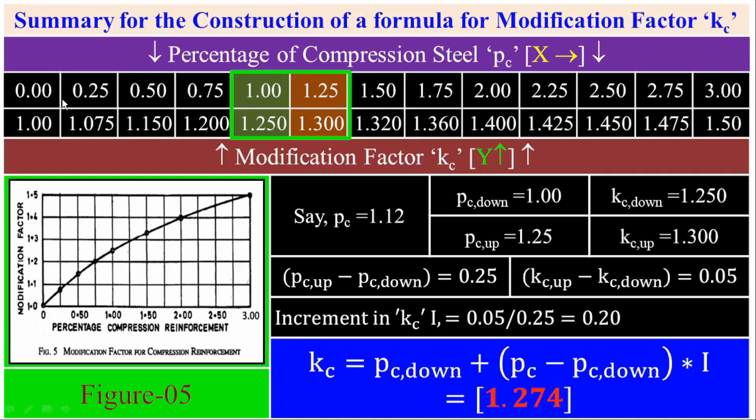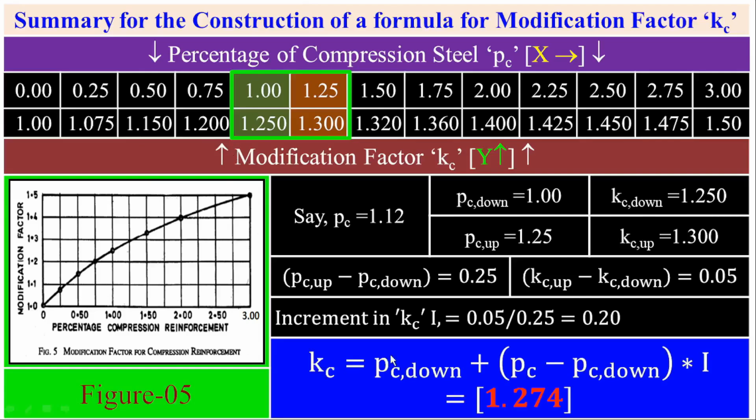You can see the PC interval is now 0.25%, and the corresponding KC interval is roughly 0.025 or 0.05, depending on the segment. This refined table directly translates points from figure 05 for precise interpolation.